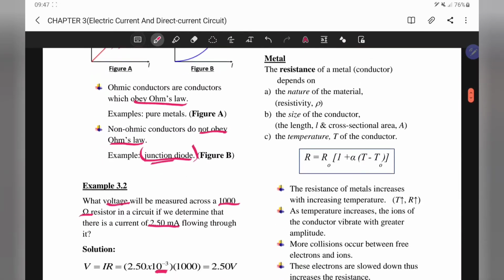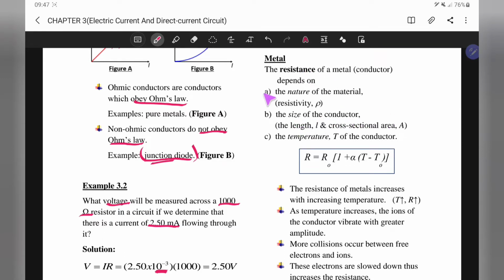Alright, so now let's discuss metals. The resistance of a metal or conductor depends on, as we know, the nature of the material, which is resistivity. What do I mean? It depends on the type of material. Different types of material give you different resistivity. And then the resistance also depends on the size, which is the length, and also the cross-sectional area.